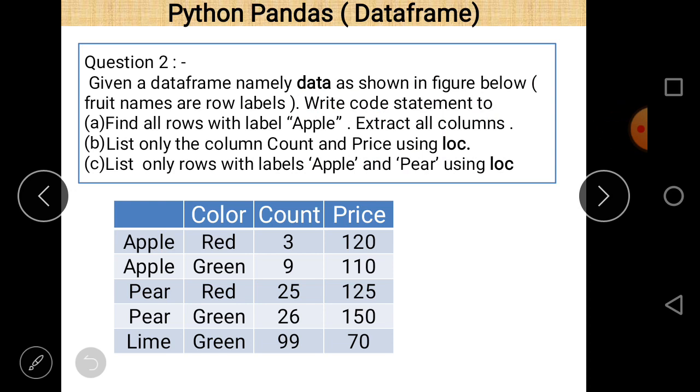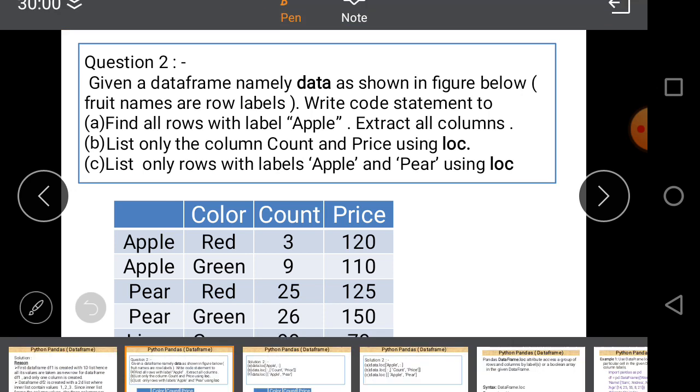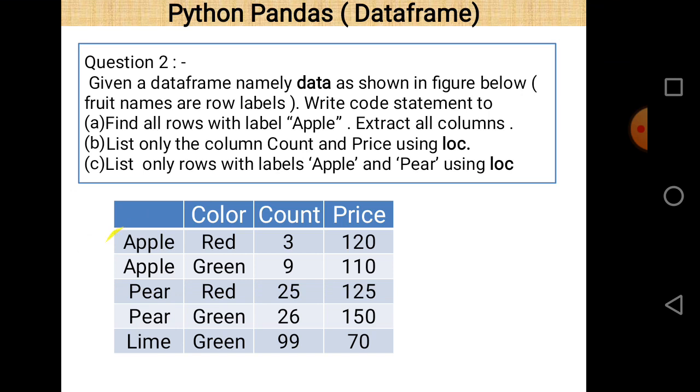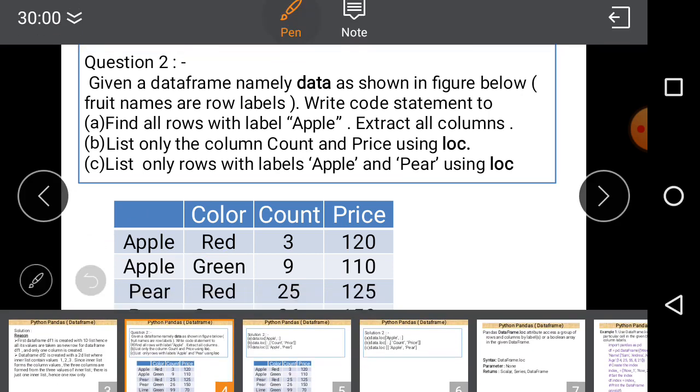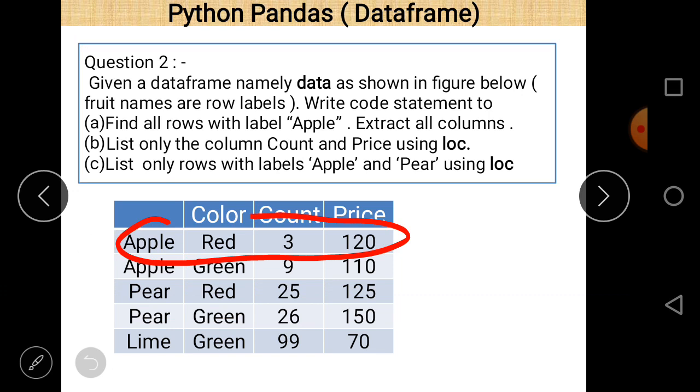And the question is: write a code statement to, first part, find all rows with label apple and extract all columns. So apple is a single row, and for apple we have to find all values regarding all columns, and there are only 3 columns here: color, count and price. So actually we want to find this result here. For apple, color is red, count is 3 and price is 120.